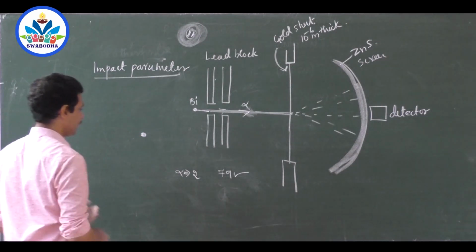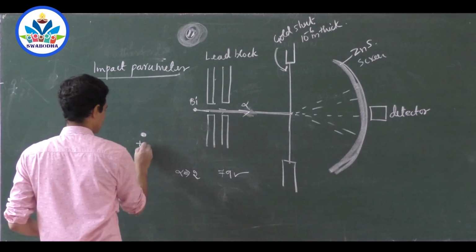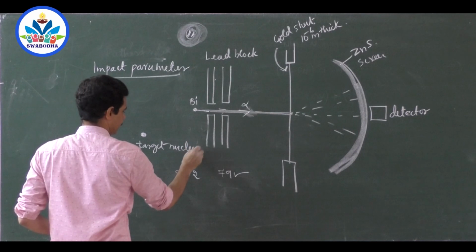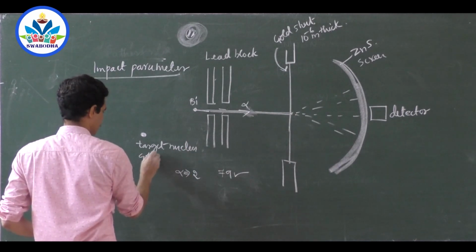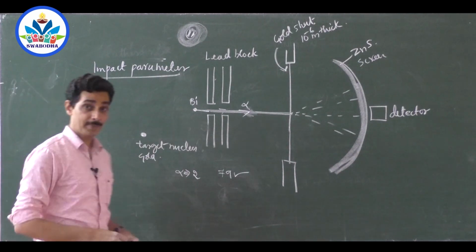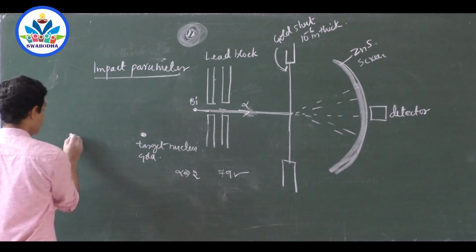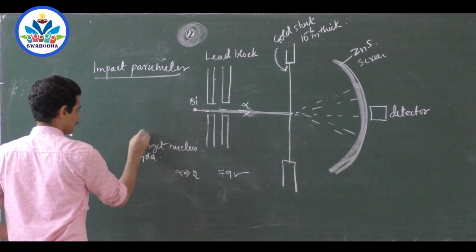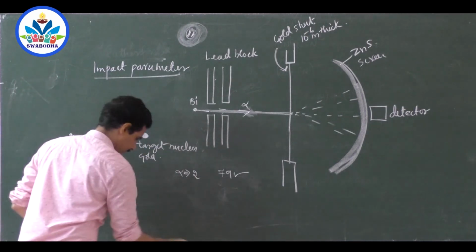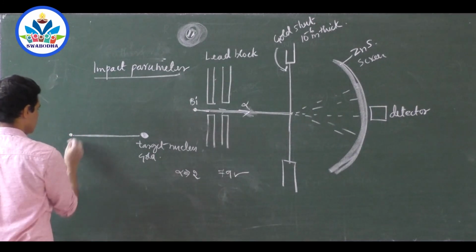Okay, now what is impact parameter? Suppose this is the target nucleus. Which is the target nucleus? The target nucleus is this gold, and here is the alpha particle. The alpha particle which is moving directly towards the gold like this returns back, correct? Because its initial velocity is in this direction.